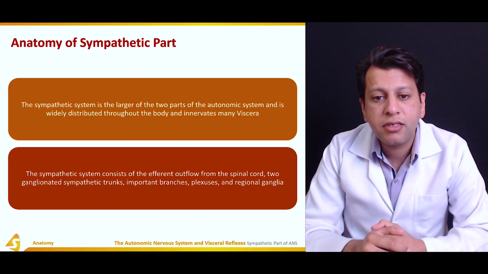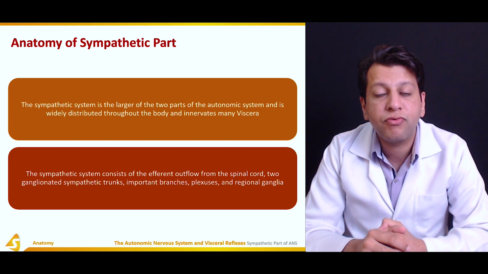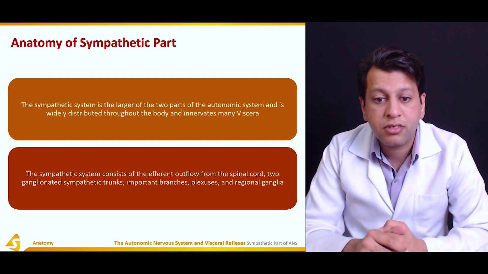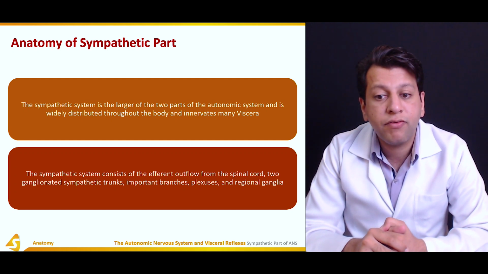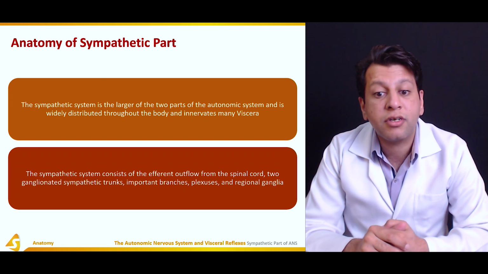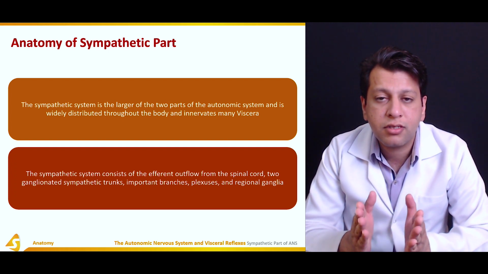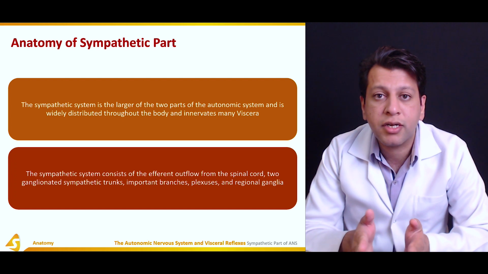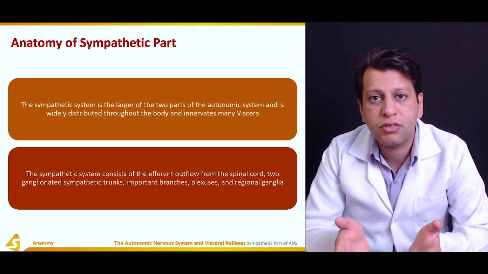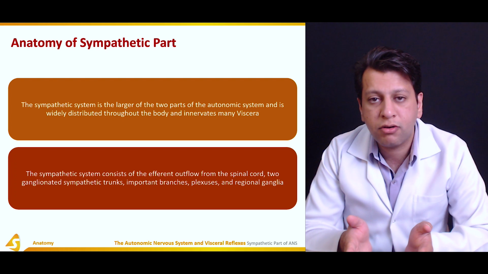The sympathetic system is the larger of the two parts of the autonomic nervous system and is widely distributed throughout the body and innervates many viscera. The sympathetic system consists of the efferent outflow of the spinal cord, two ganglionated sympathetic trunks, important branches, plexus, and regional ganglia. Now remember, there's a paravertebral trunk called a sympathetic trunk, which lies on both sides of the vertebral column.